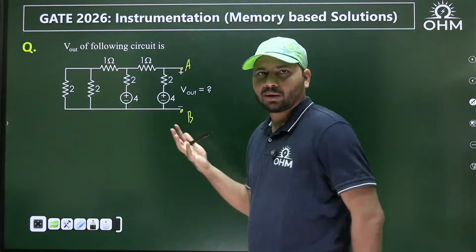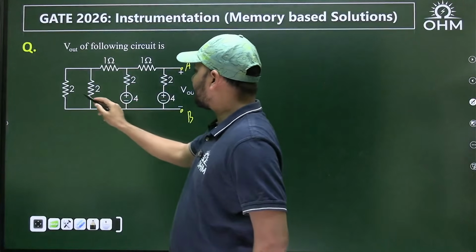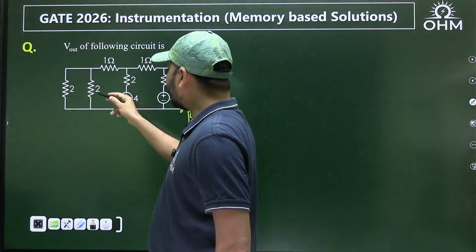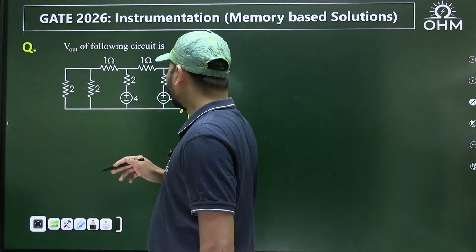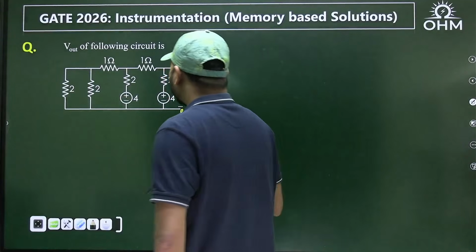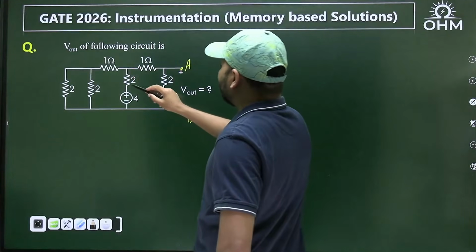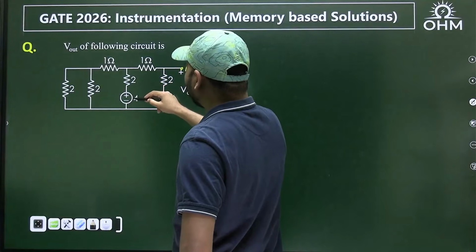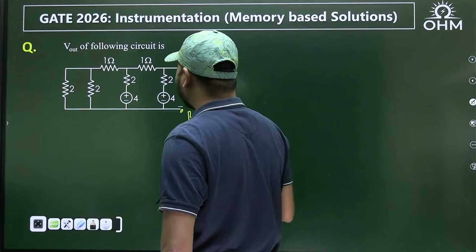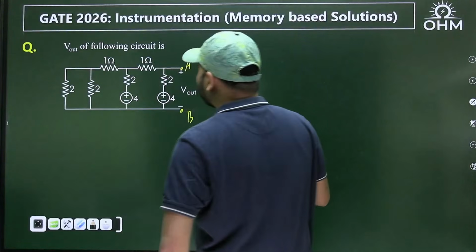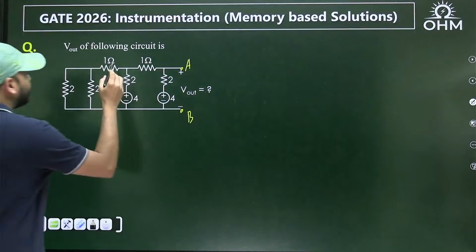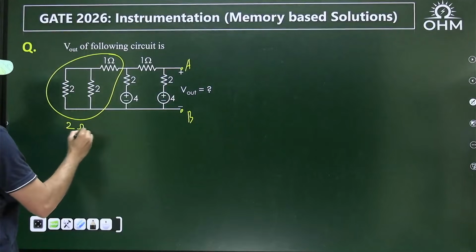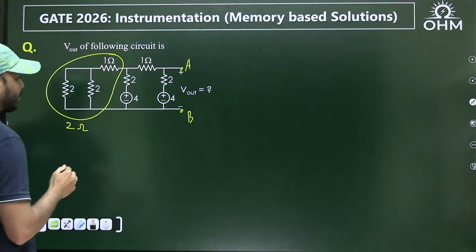I mean, you can do it in many ways. First of all, this 2 and 2 both are in parallel, which becomes 1 ohm. That 1 ohm and this 1 ohm both are in series. Yeah. And I think for this one, you can do source transformation. For this 4 volts in series with 2 ohms, you can do source transformation. Okay. So this entire thing can be replaced with a single resistance of value 2 ohms.